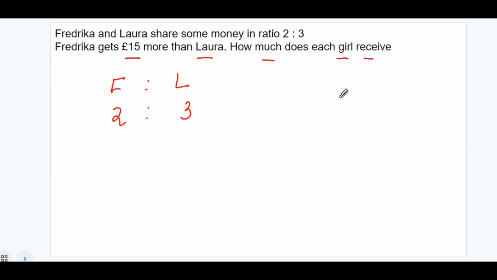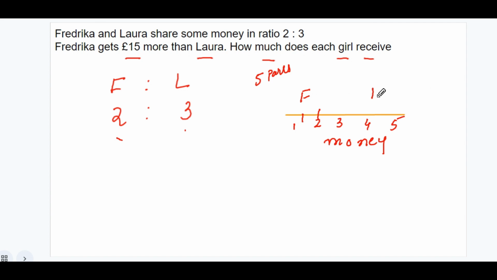I can explain it to you in this way. Just imagine that this is the total amount of money. We know that the money has been divided into 2 and 3 parts. It means 2 plus 3 gives you 5 parts, right? So we can make 5 parts over here: 1, 2, 3, 4 and 5. So 2 parts are for Federica and 3 parts are for Laura.